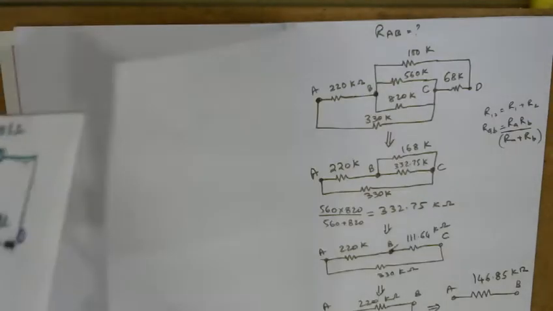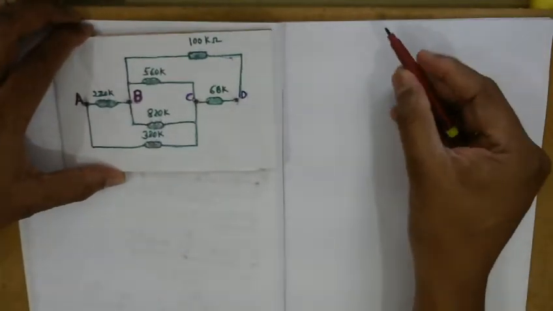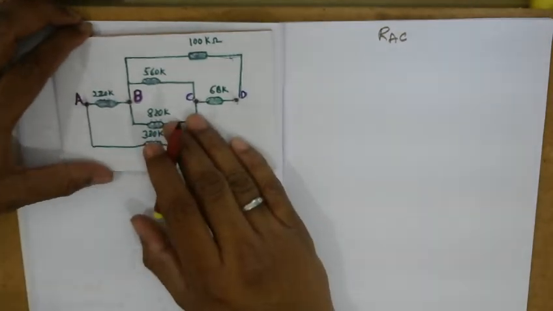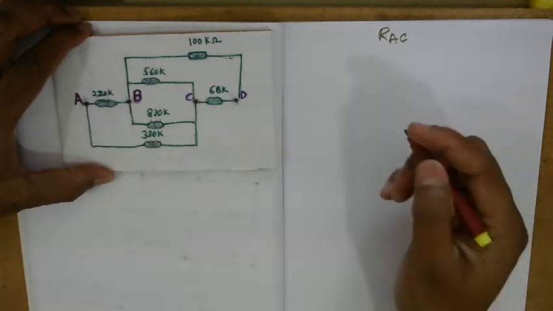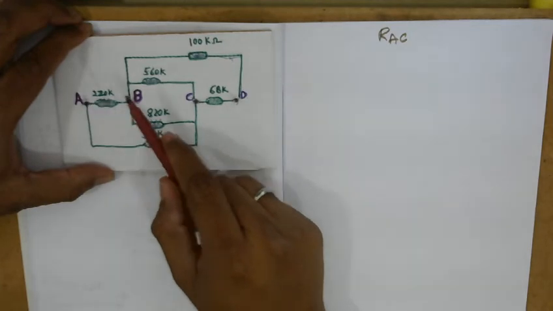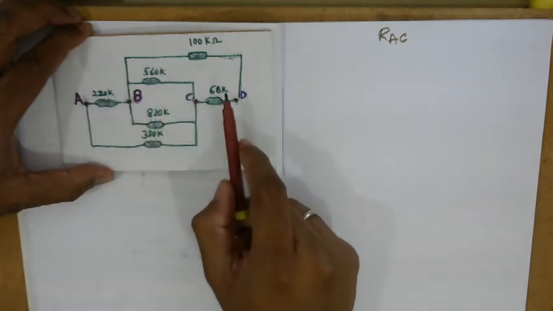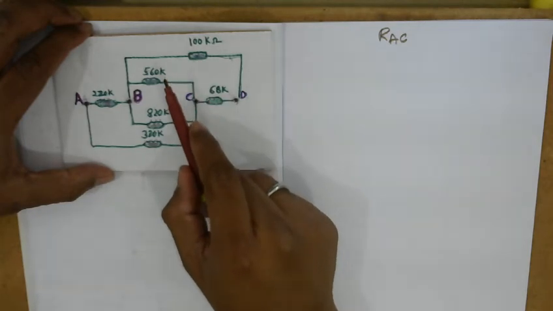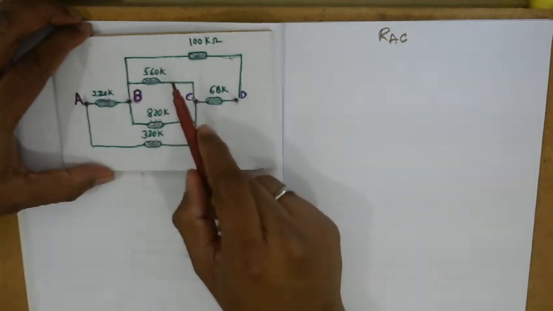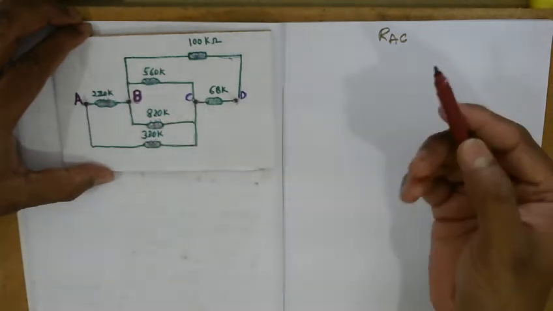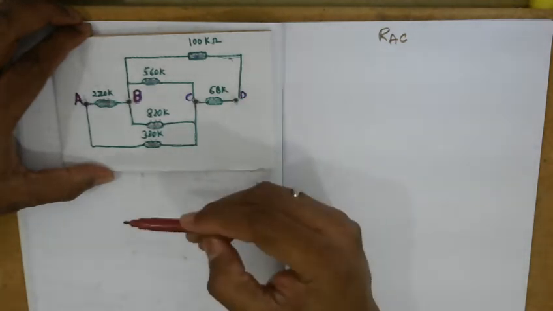So let me go to the next page, RAC calculation. So for calculation of resistance between A and C, again this is our circuit. Right away you can see my points of interest are A and C. Therefore this 68 and 100 will become series connected, which is in turn connected in parallel with 560, which is again in turn connected in parallel with 820. The more practice you do, you can just visually work this out.